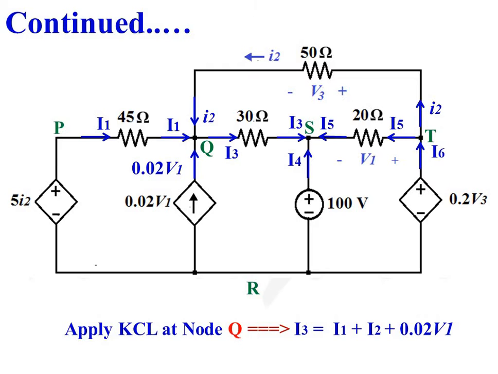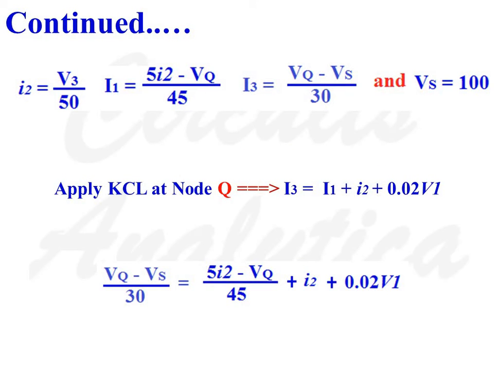Therefore, according to KCL, we can write total incoming current is equal to total outgoing currents. So I3 is equal to I1 plus I2 plus 0.02 V1. I2 is the current flow through 50 ohms resistance. I2 is equal to voltage drop across 50 ohms resistance divided by 50. Voltage drop across 50 ohms resistance is denoted as V3. Therefore, we can write I2 is equal to V3 divided by 50.